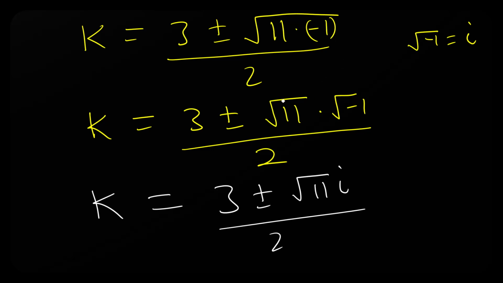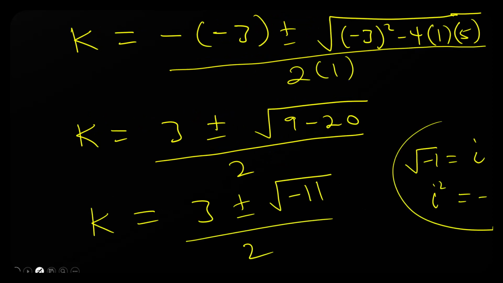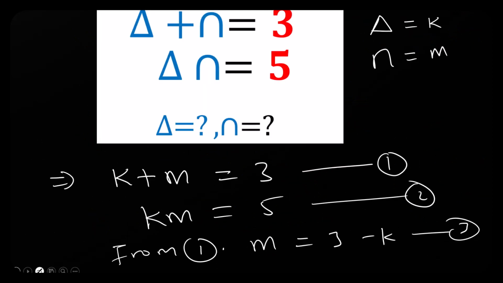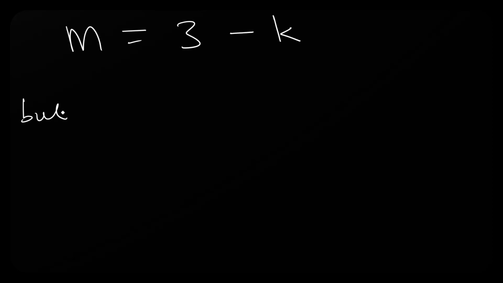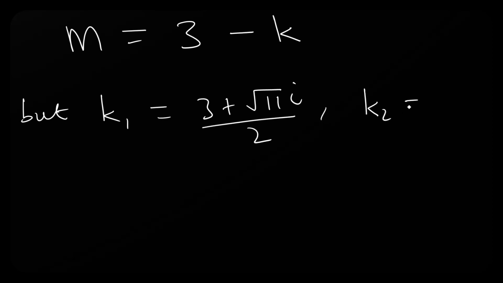All right, so we have this information here. Now, remember, we are after K and M. So let's look at M. M is 3 minus K. But K1 is 3 plus square root of 11 i on 2. Then K2 is 3 minus square root of 11 i on 2.